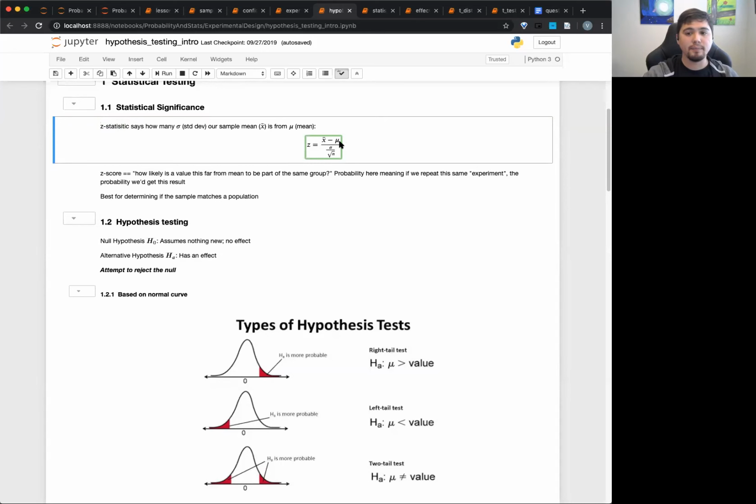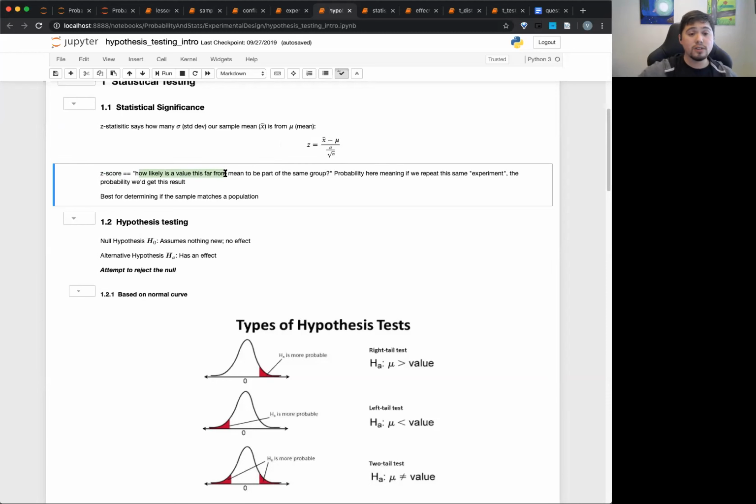Imagine if you want to compare men versus women. You could use x as men, and mu as your control of women. Your Z statistic basically tells you how many standard deviations you are from this mu. You can think of your Z score, which is literally the Z statistic, as saying how likely a value this far from the mean is to be part of the same group.